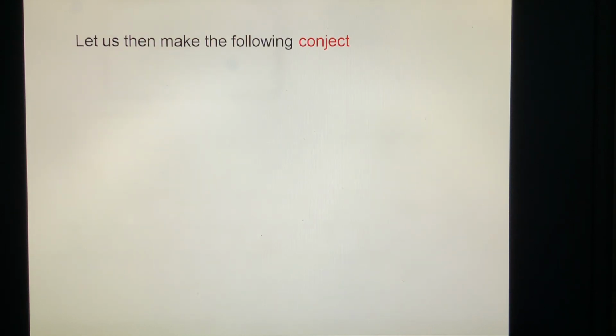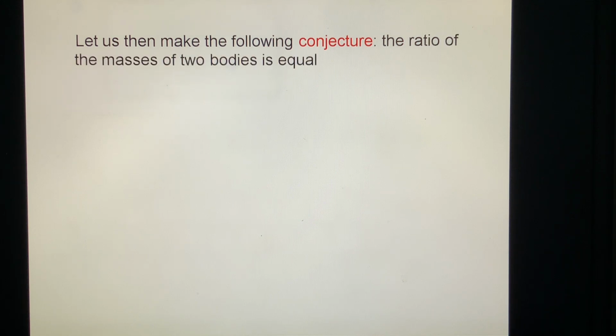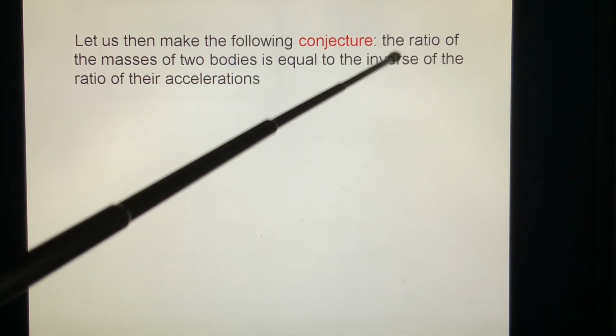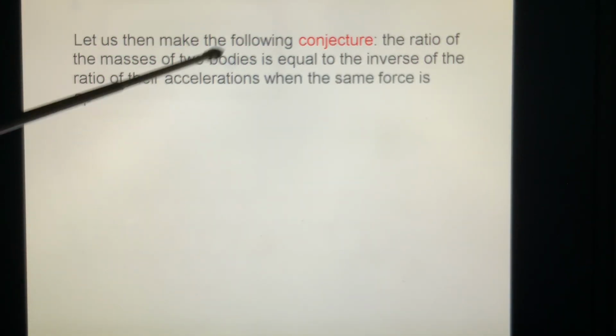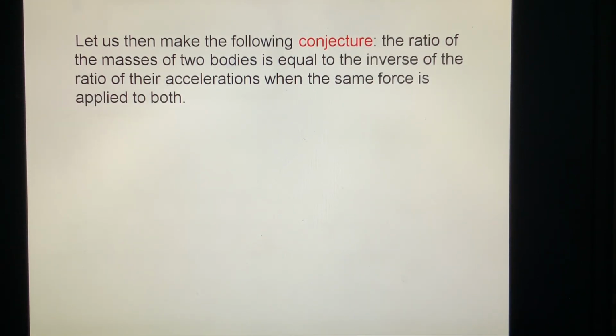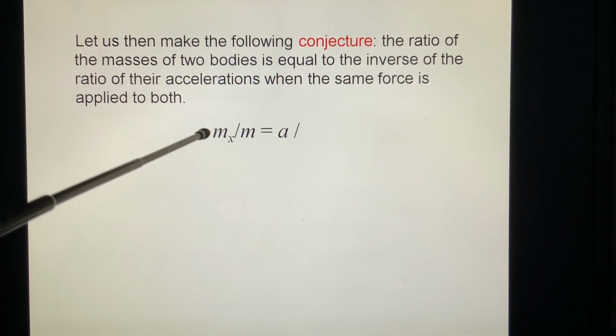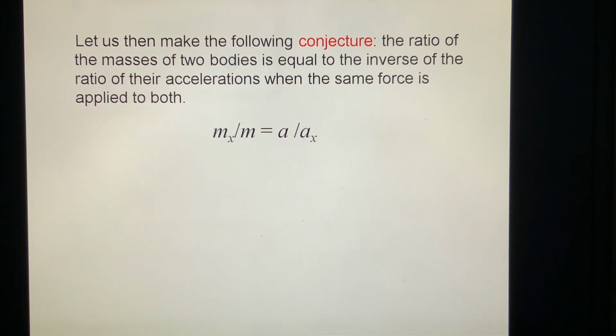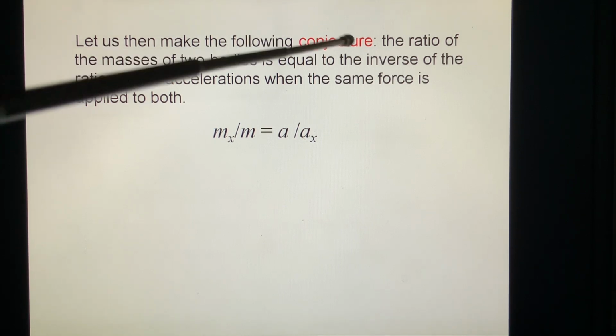Let us then make the following conjecture. The ratio of the masses of the two bodies is equal to the inverse of the ratio of their accelerations when the same force is applied on both. So mx over m equals a over ax, same force applied. Okay, this is a conjecture.